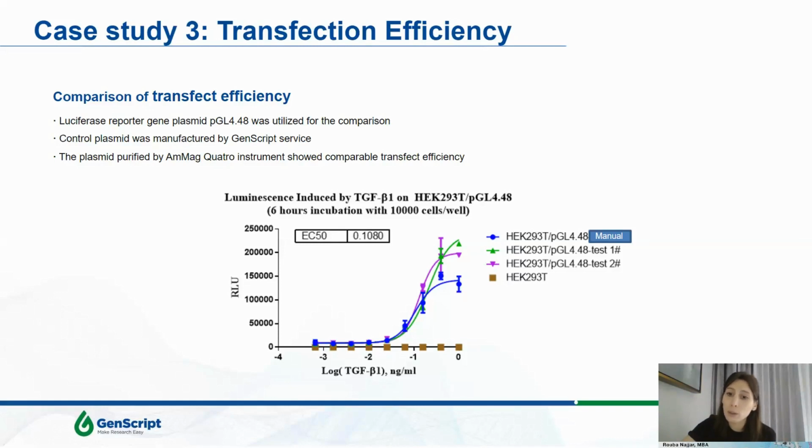So ultimately, the whole point of the study is to show again the transfection efficiency, and you can see that actually the GenScript solution, the automated solution that was done on the MMAC Quattro, outperformed the manual kit.